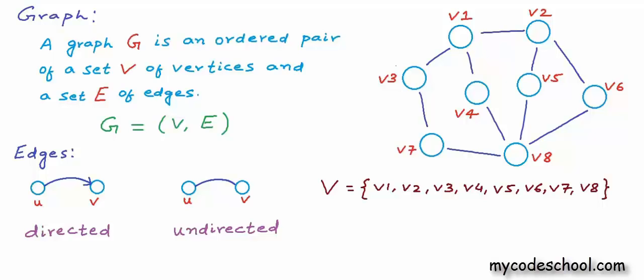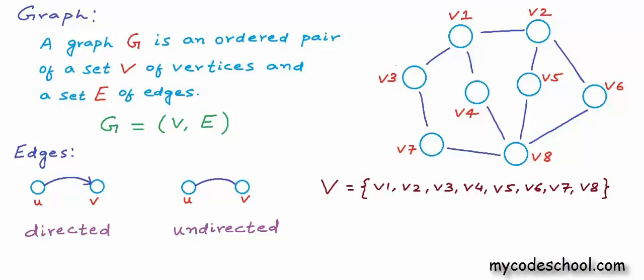But if you remember the tree that I had shown earlier, then we had directed edges in that tree. With this directed edge that I'm showing you here, we are saying that there is a link or path from vertex U to V, but we cannot assume a path from V to U. This connection is one way.